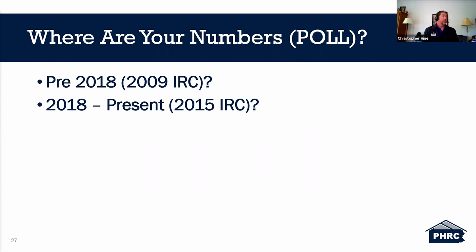If you know what your average test was, go ahead and enter it. Again, this is 100% anonymous. I cannot see who's answering any of these questions. I'm just curious to know where we are. And the second question is 2018 to present, where you have to have that blower door test to show compliance for the air infiltration testing.